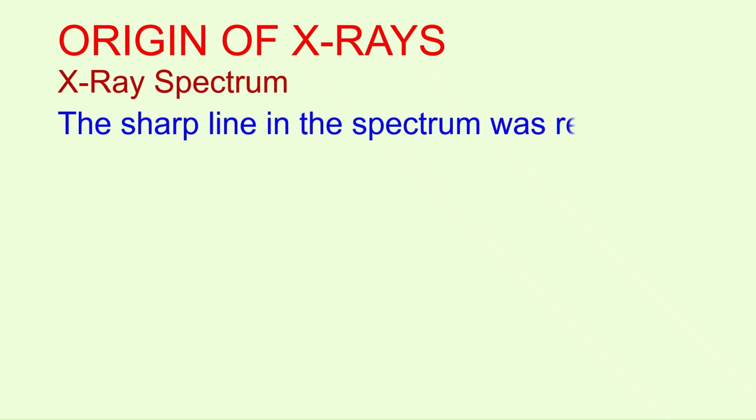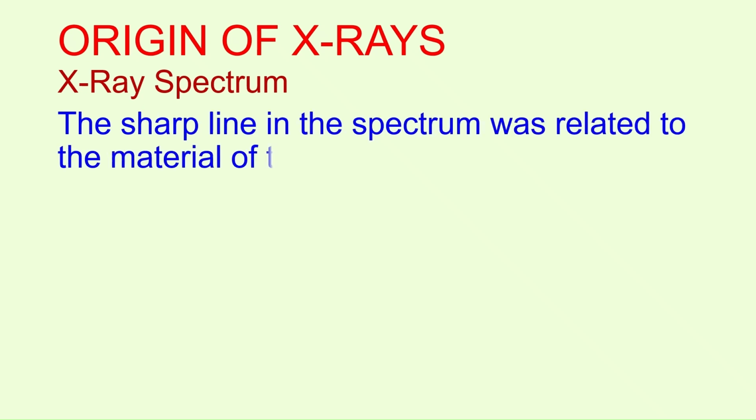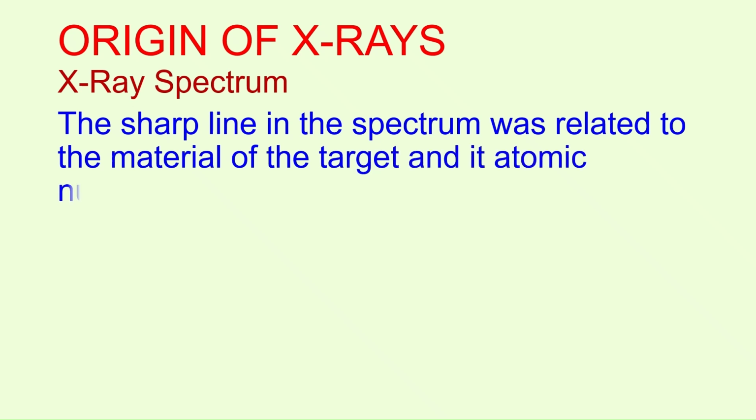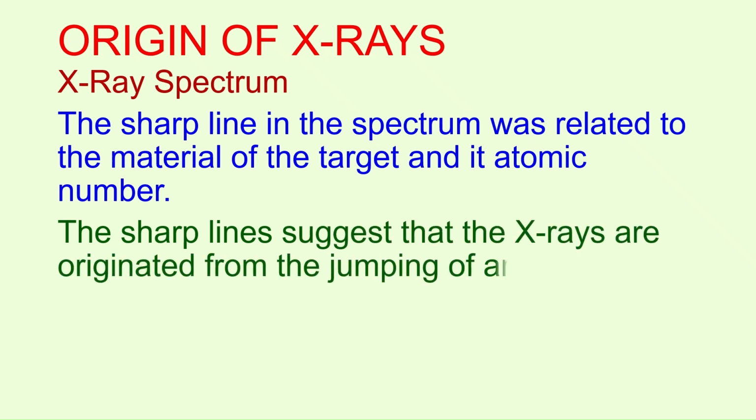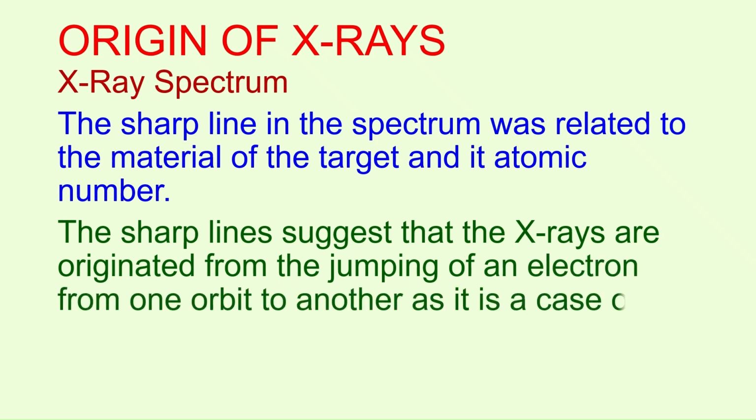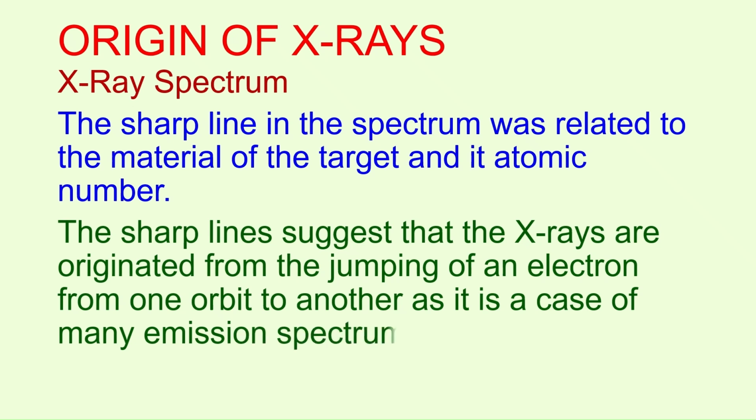In the X-ray spectrum, the sharp lines in the spectrum were related to the material of the target and its atomic number. The sharp lines suggest that the X-rays originate from the jumping of an electron from one orbit to another, as is generally the case of many emission spectra.